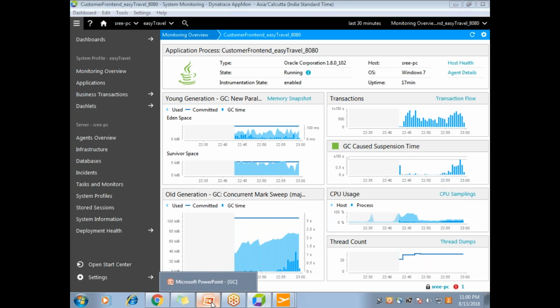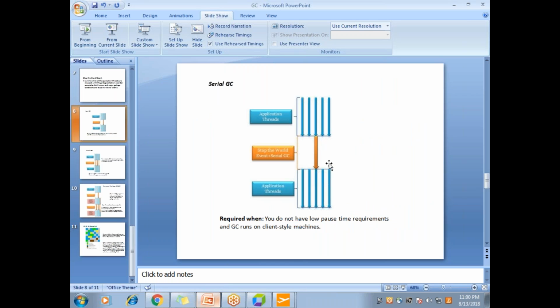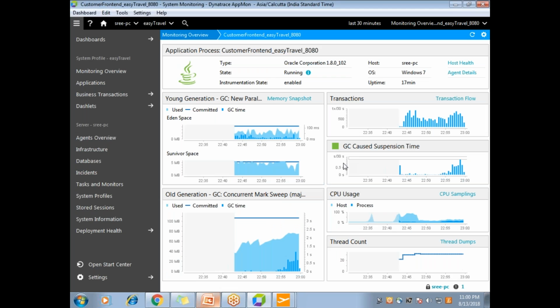If you go back over here, my guess is there is a certain period which is the stop the world event, right? Because of this, nothing else is happening. Everything else is suspended. The application threads are not working, only the GC is working. So that's suspension. I'm giving it a guess that this GC cost suspension time means the application is not doing anything at that point of time. Application threads are not working, which means your server is not serving your application, and the whole CPU is working only for the GC.